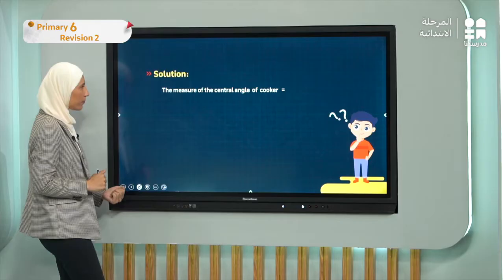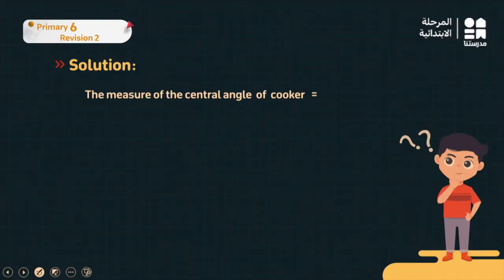طيب then the measure of the central angle of the cooker اللي هي اللي كانت الميسنج، انا طلعت 30 out of 100 times 360 degree equal 108 degree.